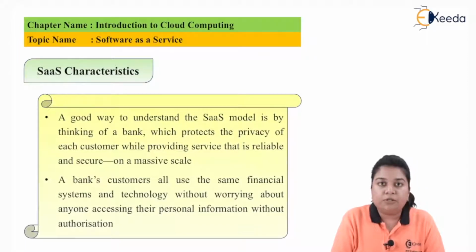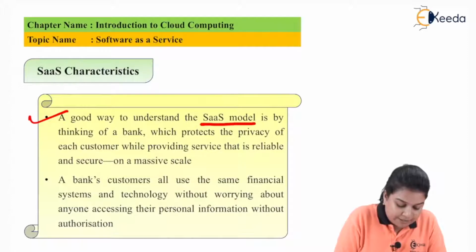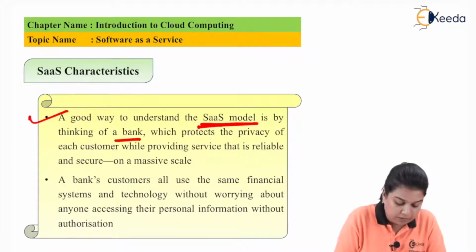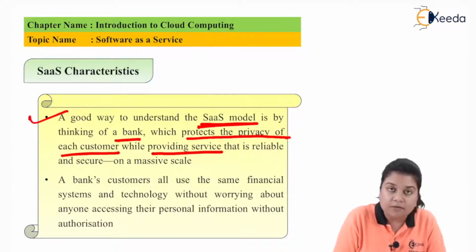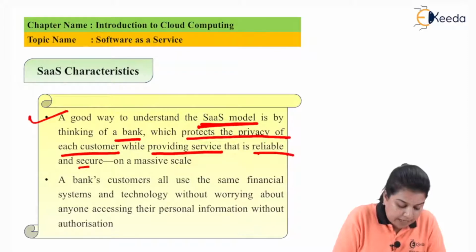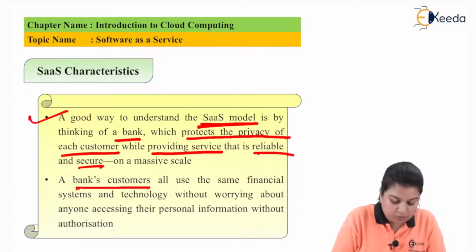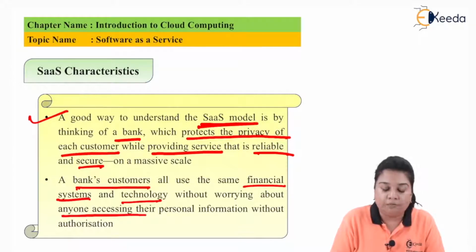Some of the characteristics of software as a service: a good way to understand the SaaS model, or software as a service model, is by thinking of a bank which protects the privacy of each customer while providing services that are reliable and secure on a massive scale. A bank's customers all use the same financial systems and technology without worrying about anyone accessing their personal information without authorization.